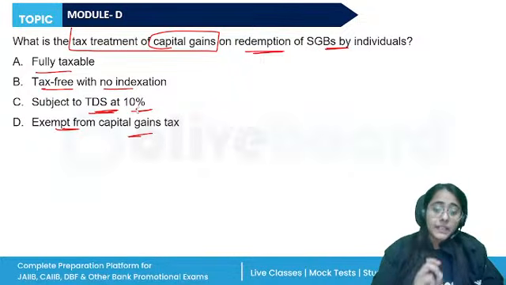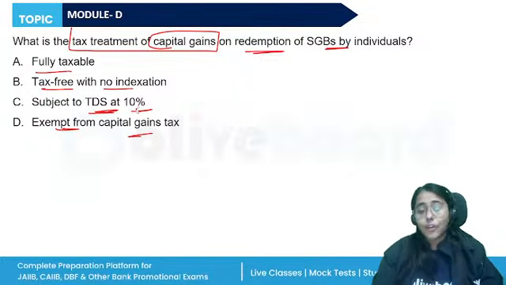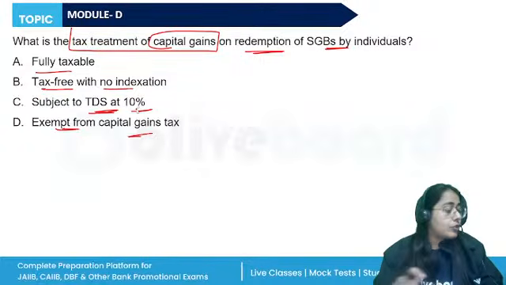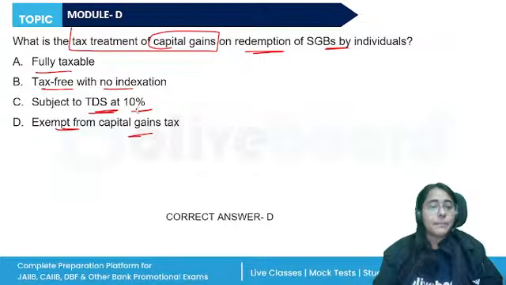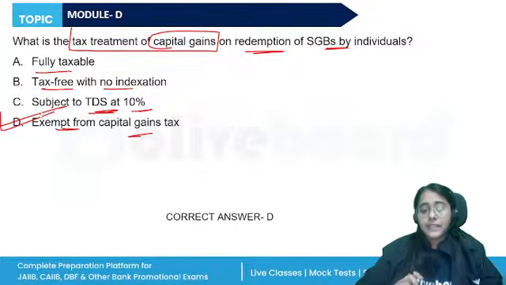But the capital gains which are arising on the redemption of the sovereign gold bond to an individual has been exempted. Yes, it is exempt from the capital gains tax. Okay. Indexation benefits are also provided to the long term capital gains. All right. So that is the correct answer.